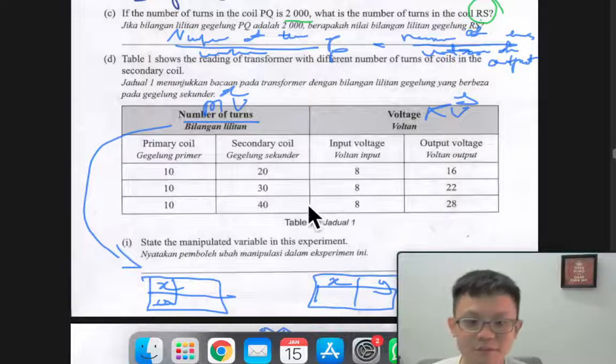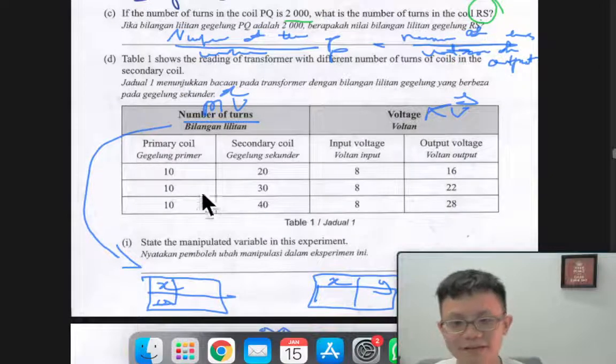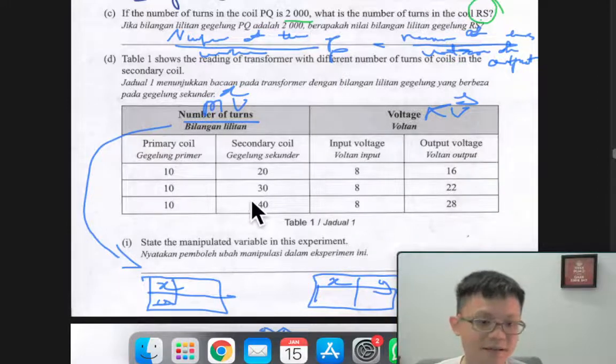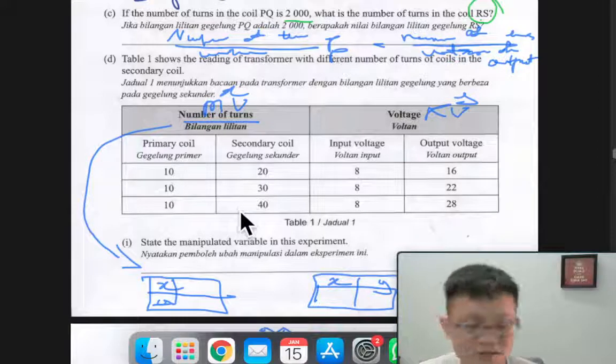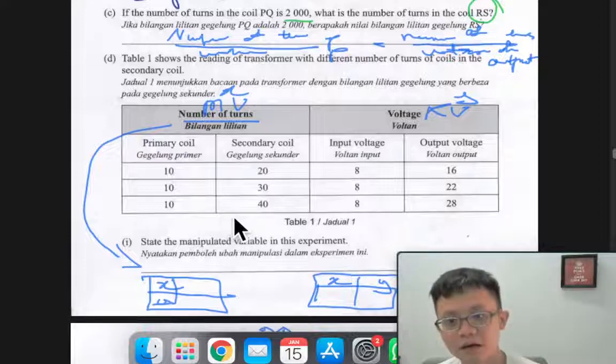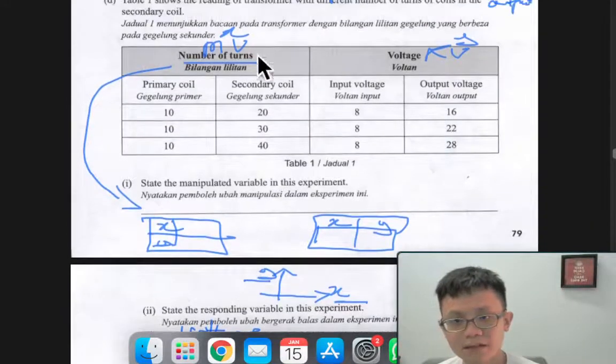So this is very important. When you look at this picture, you should be able to know what you want to do. If you don't understand, there are many questions you cannot do. So let's understand this question first. Okay, the manipulated variable is the number of turns. The responding variable is the voltage.